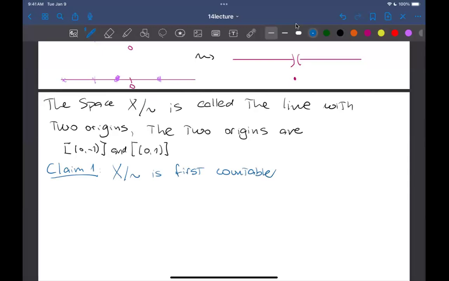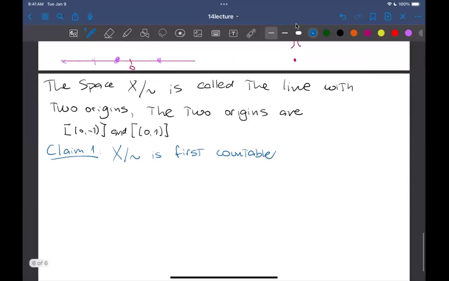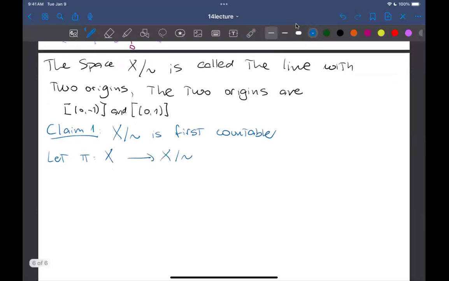And proving this will be an exercise. So let me give you a hint. Let's take the quotient map that we always have. This is the surjective map that's pretty much defining the topology of the quotient. And the hint here, of course, this is an exercise. It will appear on the homework assignment at some point. And the hint here is: what's the idea? Why is it first countable?